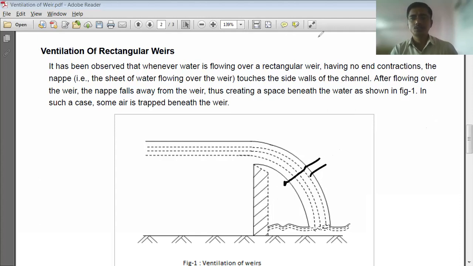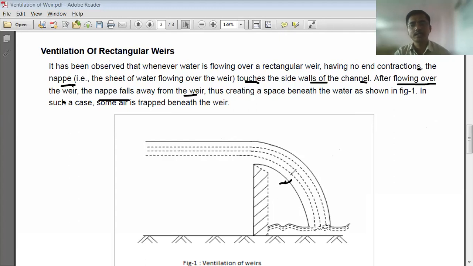I think everyone has understood the concept of ventilation of weir. Okay, so let us read it. It has been observed that whenever water is flowing over the rectangular weir having no end contraction, the nappe touches the side wall of the channel. After flowing over the weir, the nappe falls away from the weir, thus creating a space beneath the water.